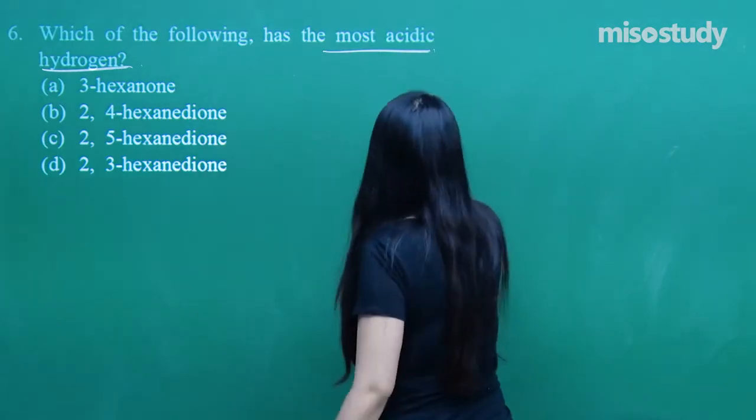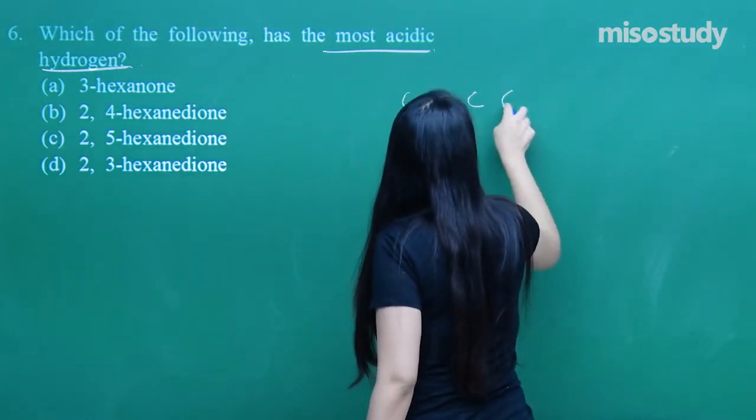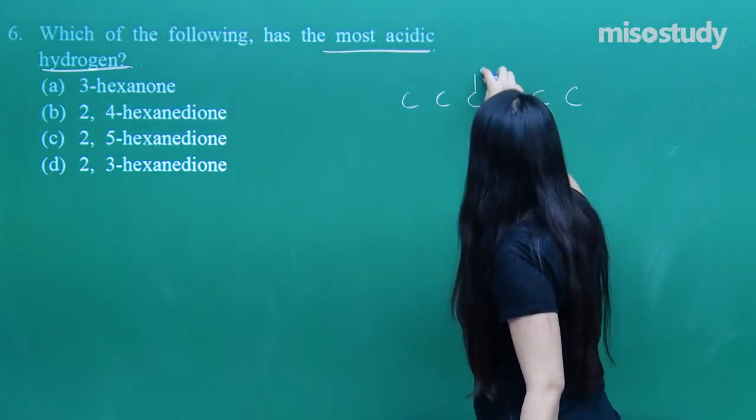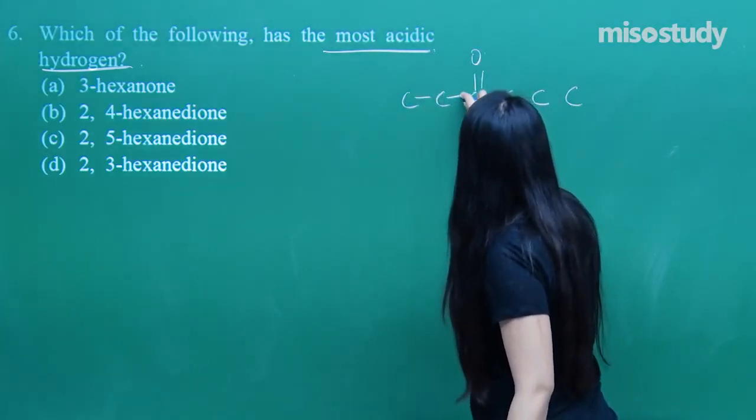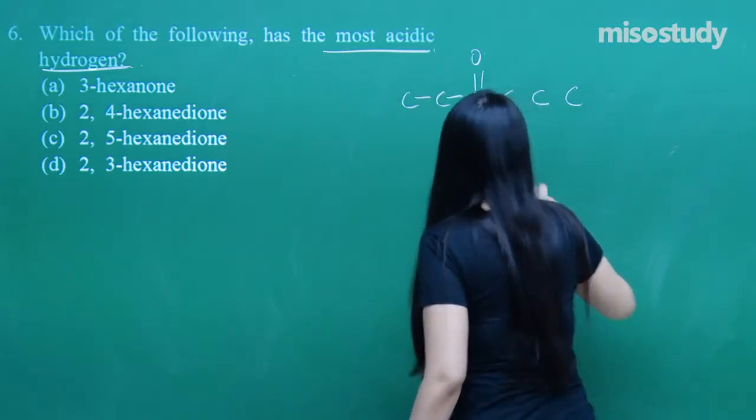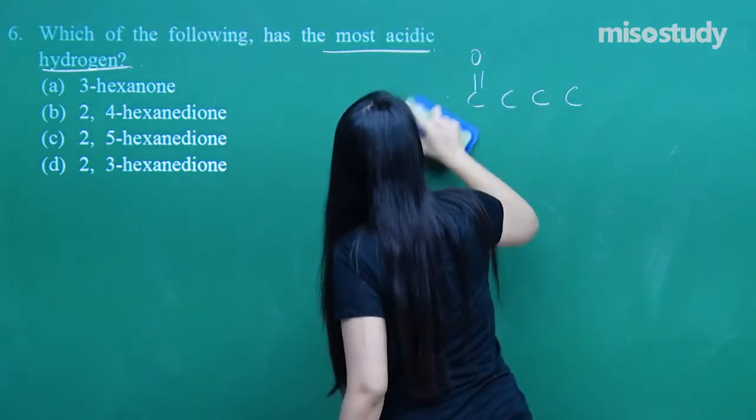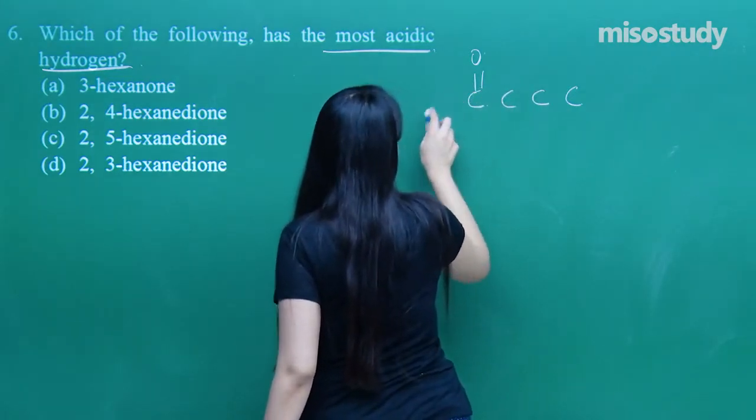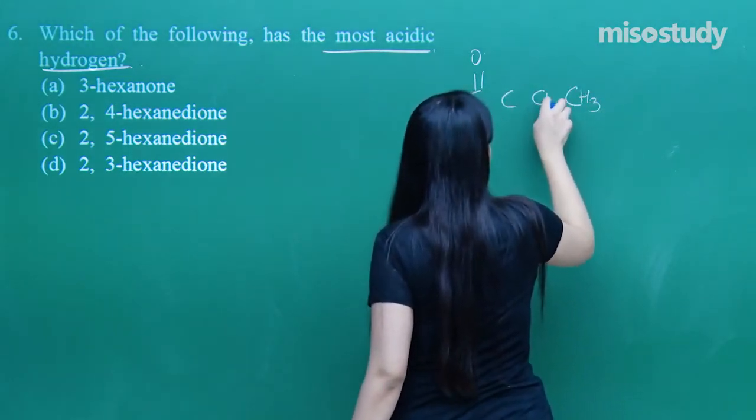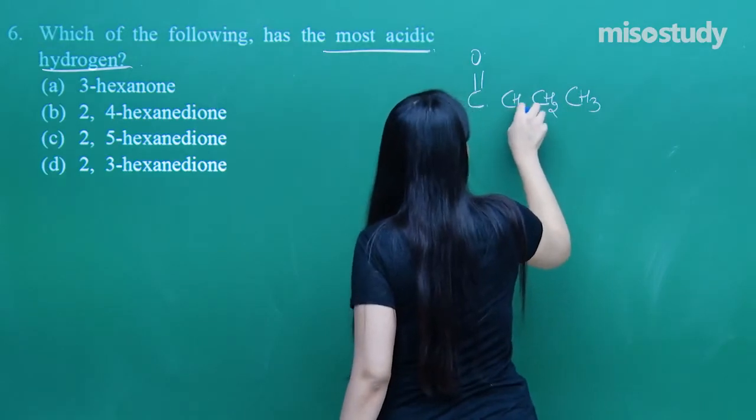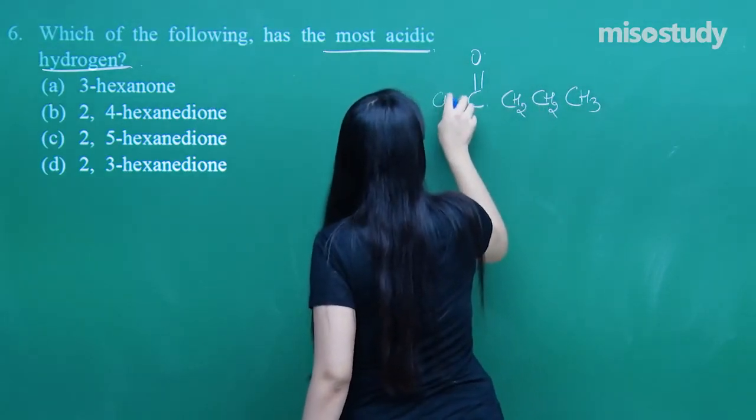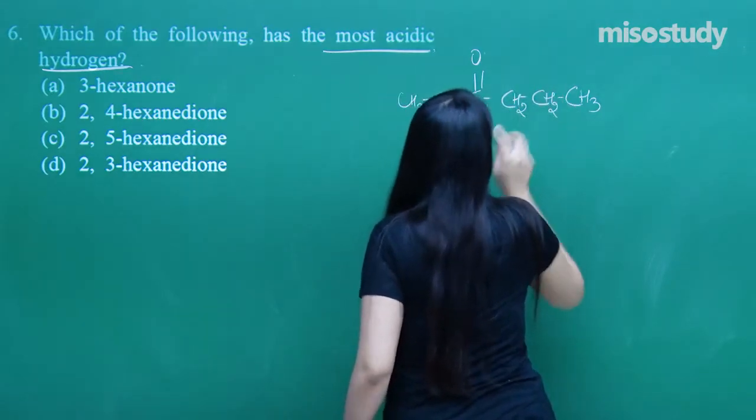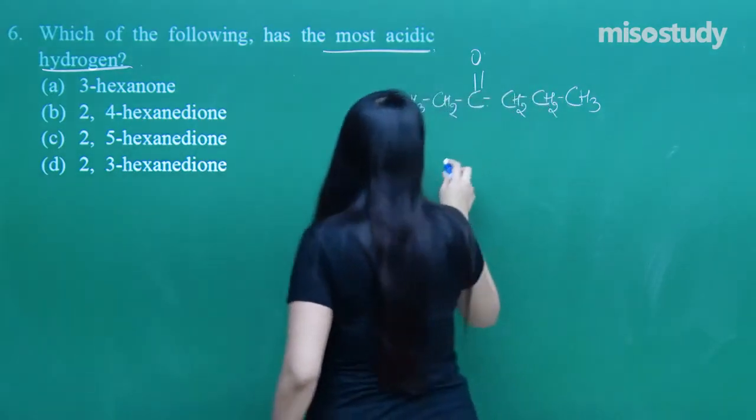So I've got 3-hexanone, 6 carbon atoms, and the 3 means it is on the 3rd carbon atom. Let me write it properly, having all the types of hydrogens present: CH3, CH2, CH2, CH2 and CH3. That is the number 1 option. Let's quickly draw all of those.